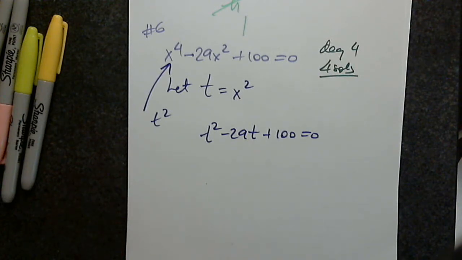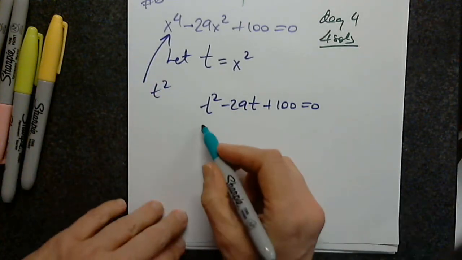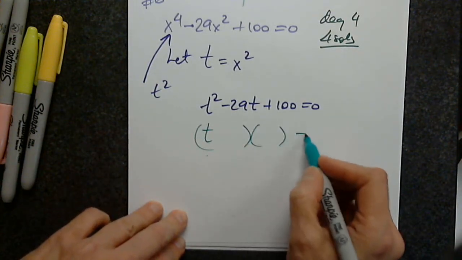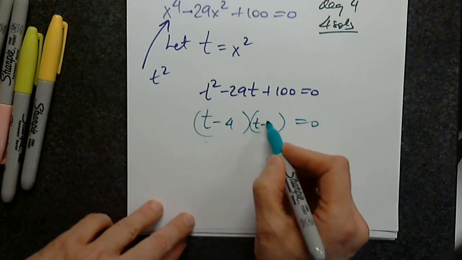You have 4 methods. You cannot take the square root. It's not set up for that. You will not complete the square, I hope, because it's beyond the point. And you have 2 options. Either you factor, if it's quick, or quadratic formula. So which one is it? Okay, so let's factor then. So t minus 4 and t minus 25.